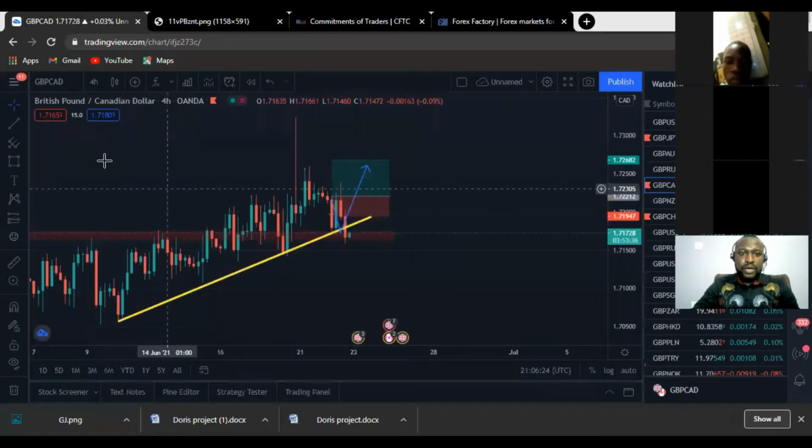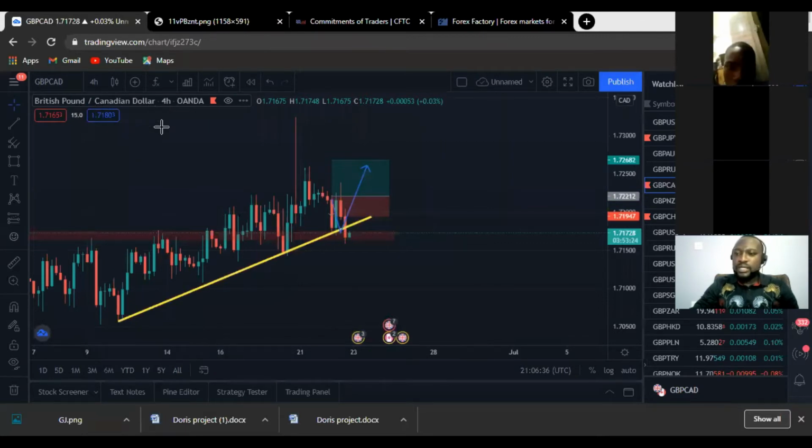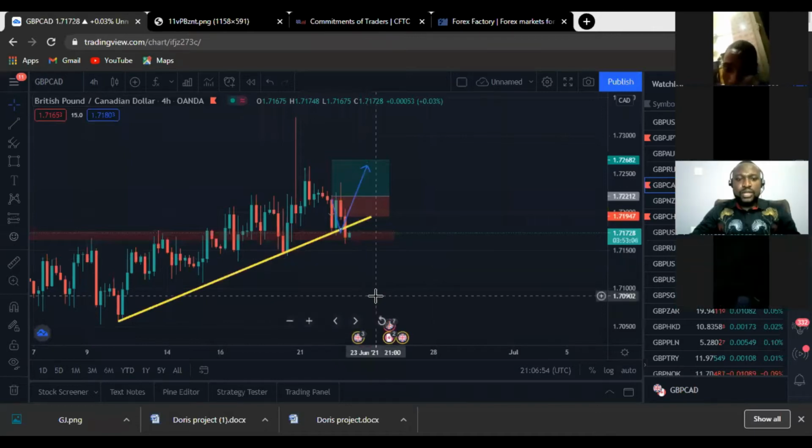All right. Now this is my screen, and we are currently on GBP CAD, that is British pound against the Canadian dollar. In this case, GBP is the base currency, and CAD is the quote currency, as you can see on the screen. Now, once we are taking action, we are either buying one and selling the other, depending on the positioning of the pairs.